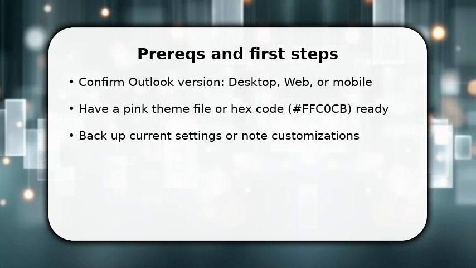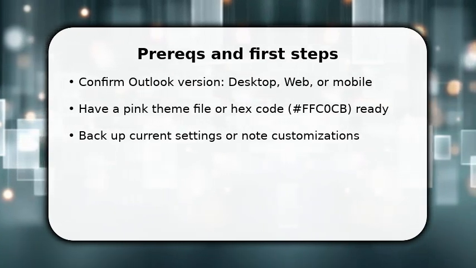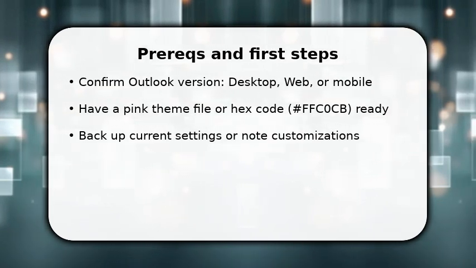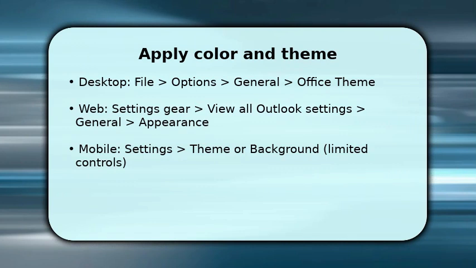Now open Outlook and go straight to the Personalization or View Settings pane to begin changing colors and backgrounds. You'll now apply the pink styling step by step.